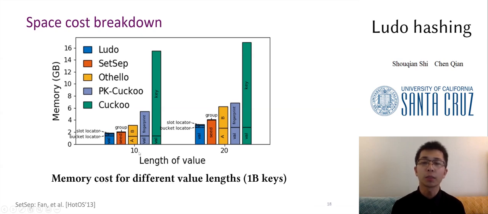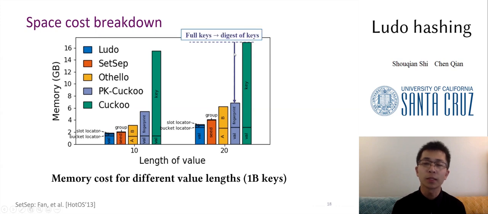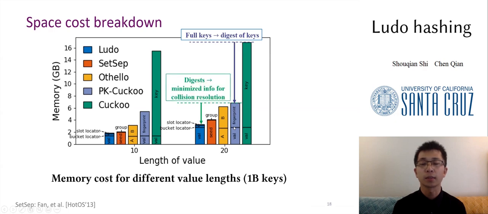By comparing the breakdown parts of each design, we find that Ludo uses similar space to store the values, which seems unavoidable for each key-value lookup table. Note that Othello embeds the values in the two arrays A and B. Again, the partial key Cuckoo gains space saving by replacing the full keys with key digests, while Ludo further reduces the space cost by using the bucket locator and slot locator to replace the key digests, while SASAP shows comparable memory cost when the value is 10 bits. It is hard to update, to our knowledge.